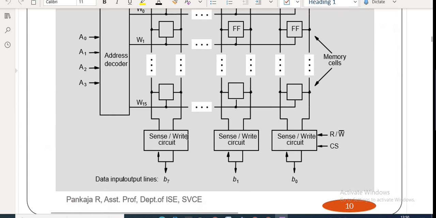Okay, that's all about this circuit diagram, and there is some more information with respect to it, that is the sense write circuit. This is going to sense the data, whether it is input or output, and the data will be transferred. If it is a read operation, whichever row is activated, it will read the data and place it onto the output lines. If it is a write operation, the data that comes from the data line will be placed into whichever row is activated, and it is going to store that value in the corresponding row.